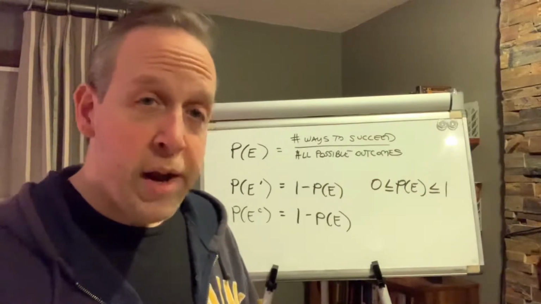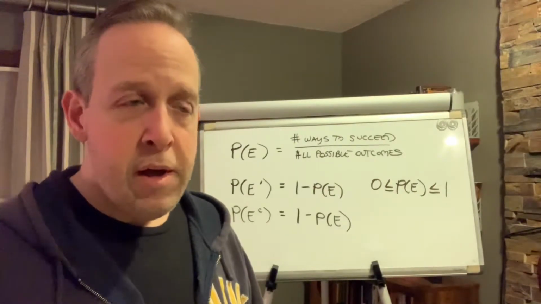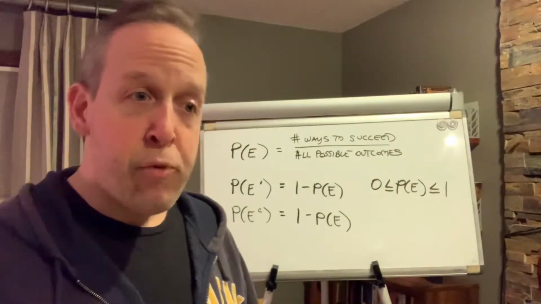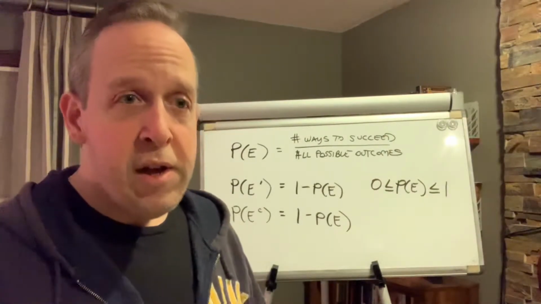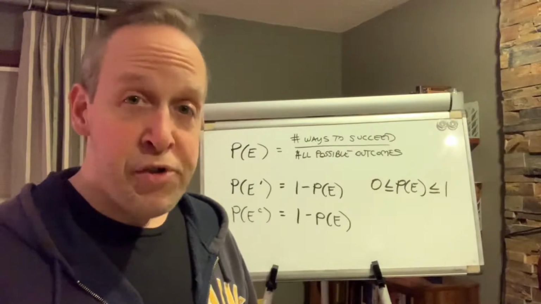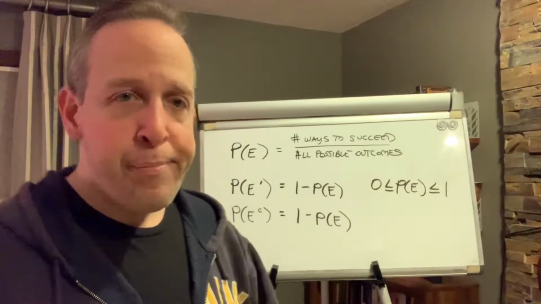If I flip a coin, there's only 2 outcomes. If I roll a die, there are 6 outcomes. If I'm drawing a card from a deck of cards, there could be 52 outcomes. There's obviously contingent upon the problem.